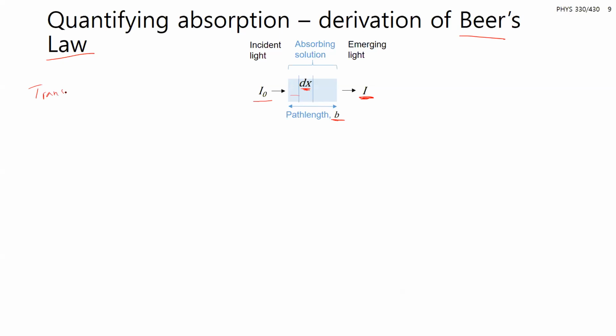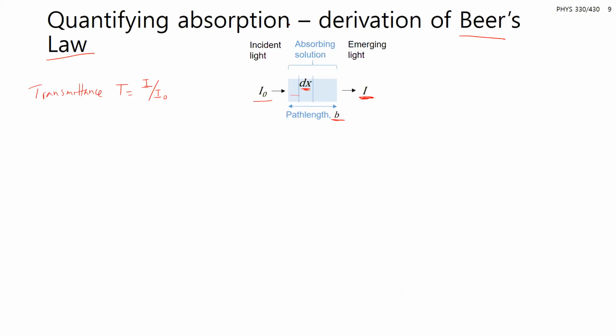Related to absorption is the transmittance. We're going to define transmittance as T, and that's going to be our detected intensity of light over our incident intensity of light.